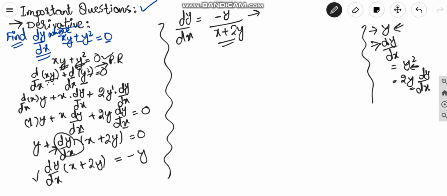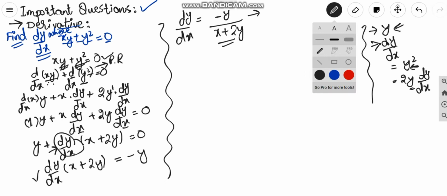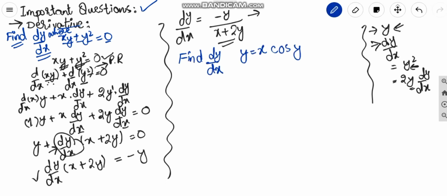So let's discuss another important question from the previous paper. We are given a function. We have to find out again dy by dx, and we are given a function y equals x cos y, and we are asked to find out the derivative of the given function.